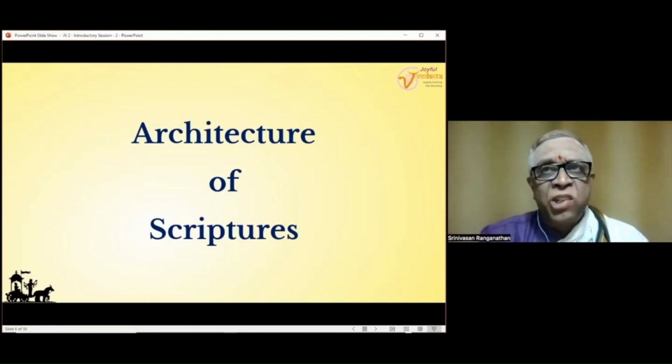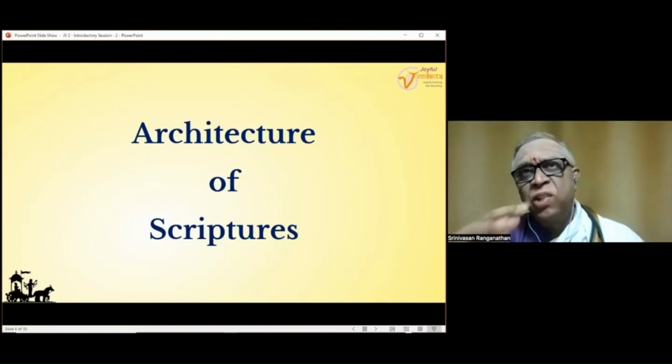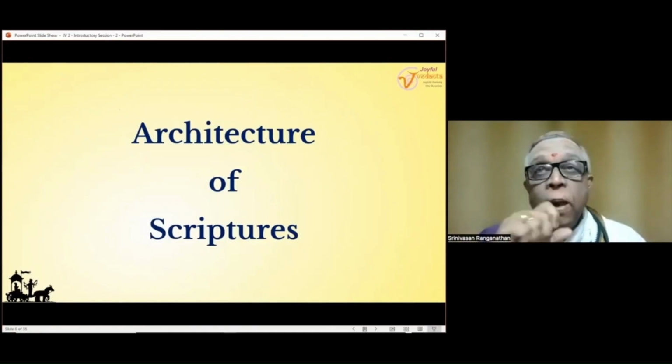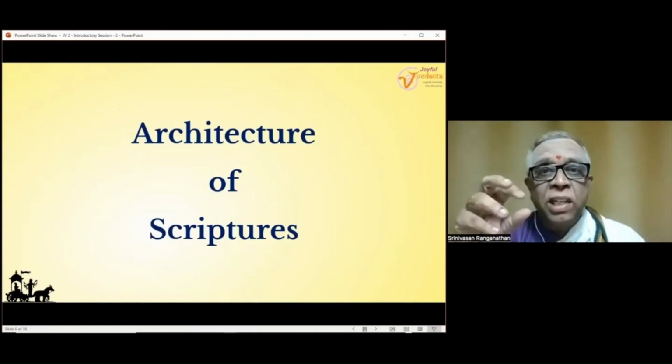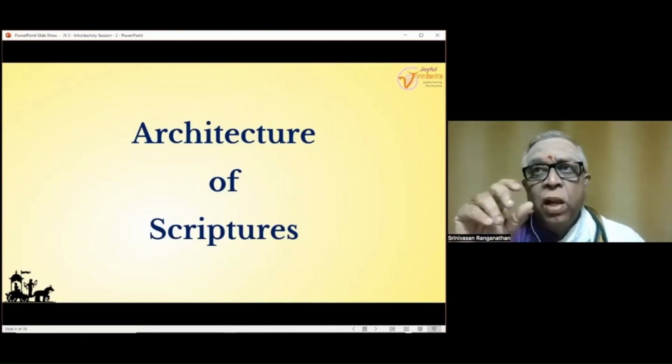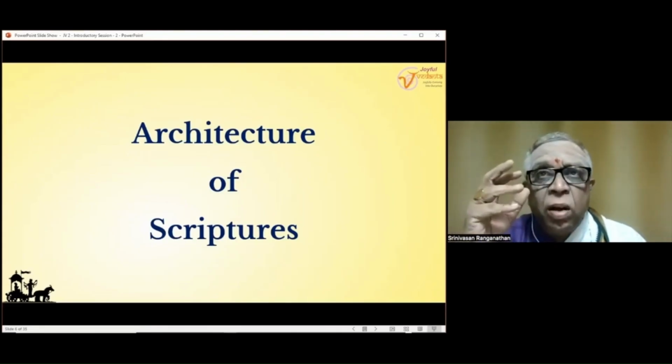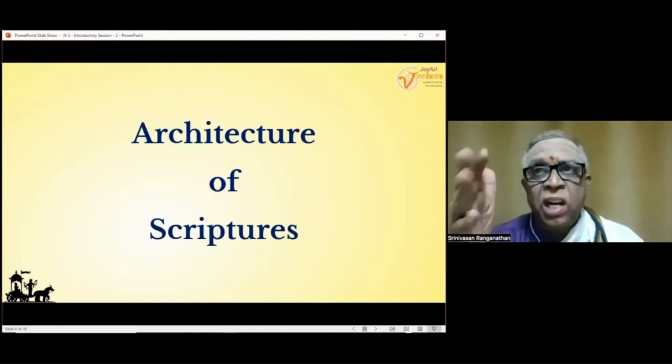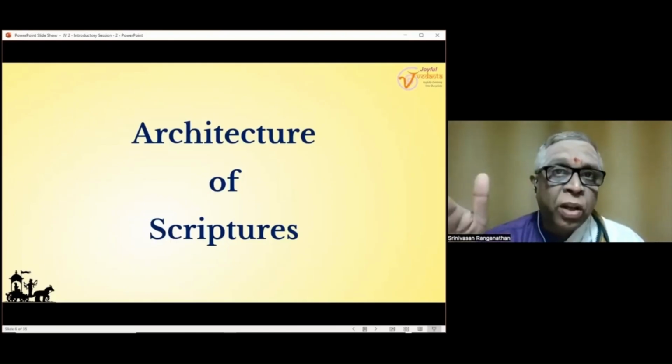Let's look at the architecture of our scriptures. Architecture is an important thing to understand, right? Architecture is basically, whether it's a technology or a software, whatever, the big high-level decisions that are taken, which don't change over time, right?